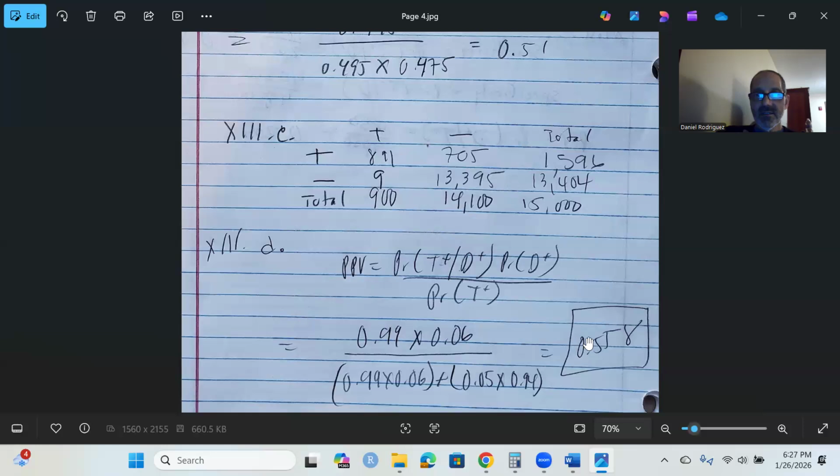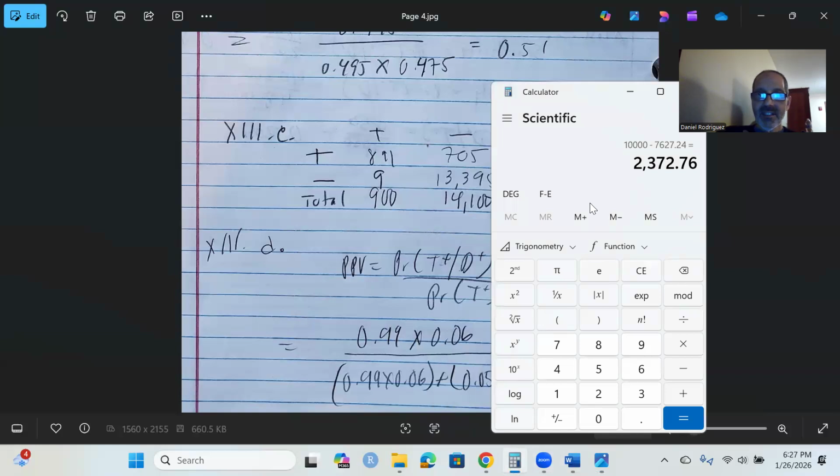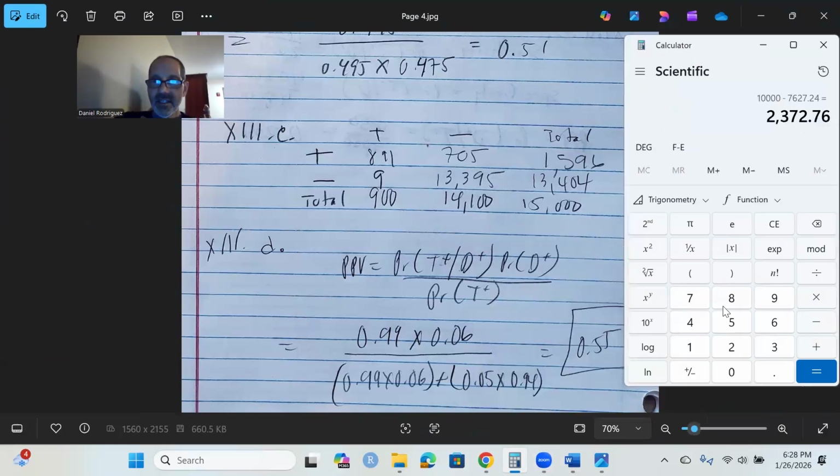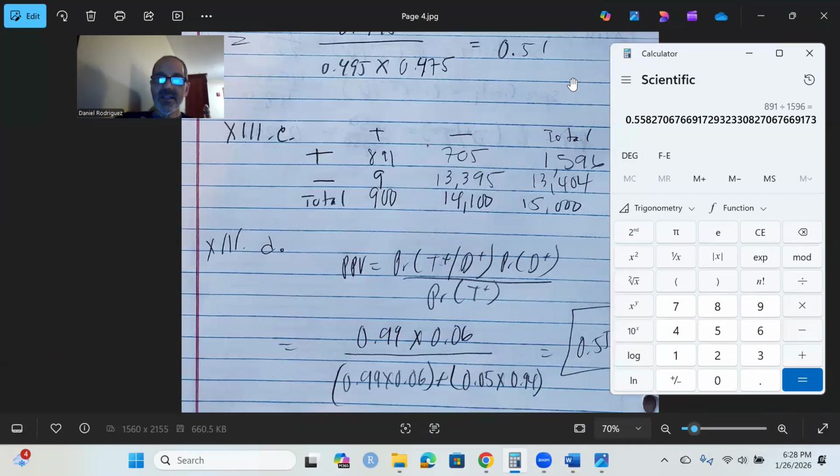Okay. If this is the same, we should get the same as we did using the table. Make sure we got everything right here. So you get 891 divided by 1,596. Right, so it's the same, 0.558. Yeah, so it's the same thing.